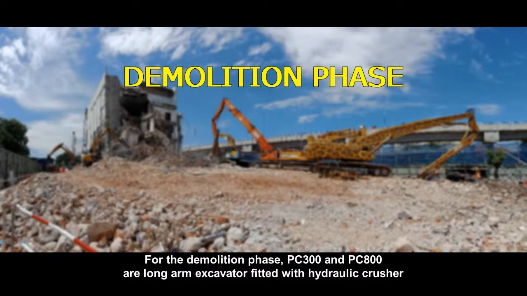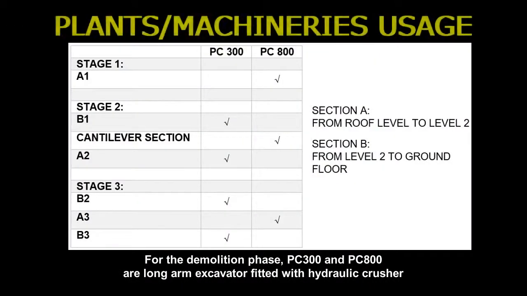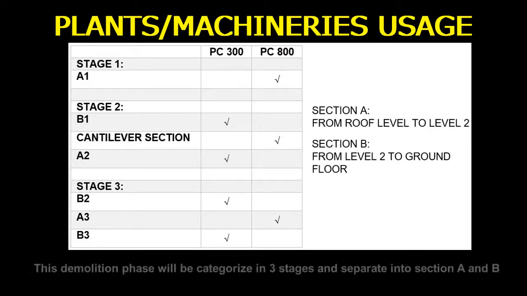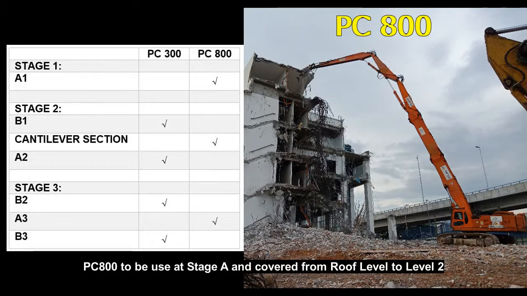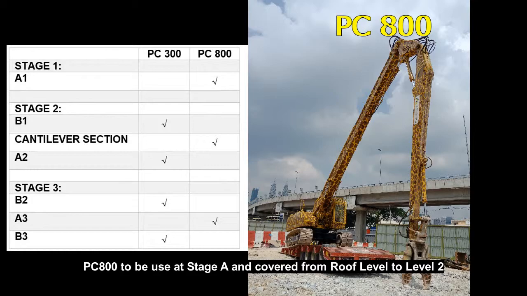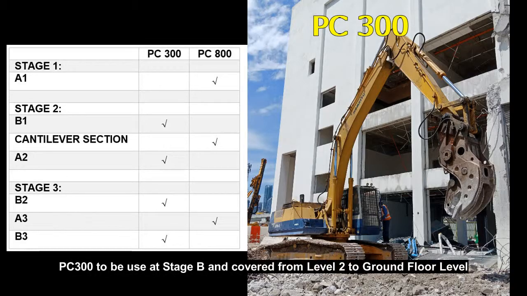For the demolition phase, PC300 and PC800 are long-arm excavators fitted with hydraulic crusher. This demolition phase will be categorized in 3 stages and separated into section A and B. PC800 to be used at section A and covers from roof level to level 2. PC300 to be used at section B and covers from level 2 to ground floor level.